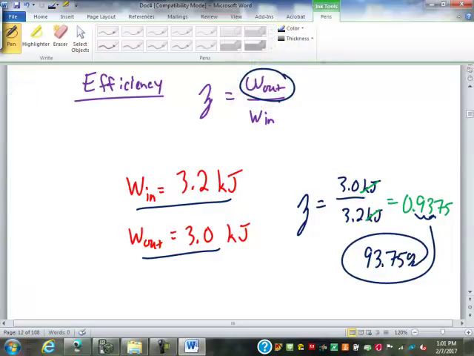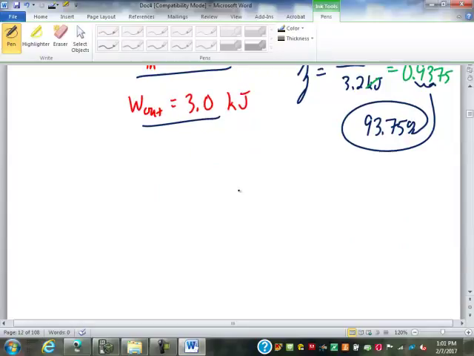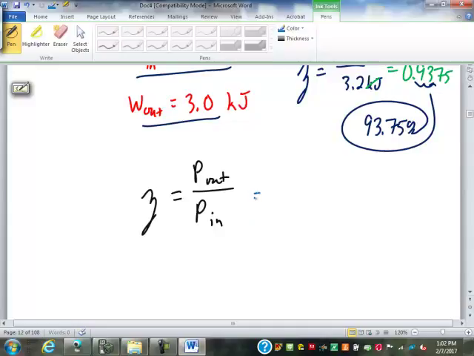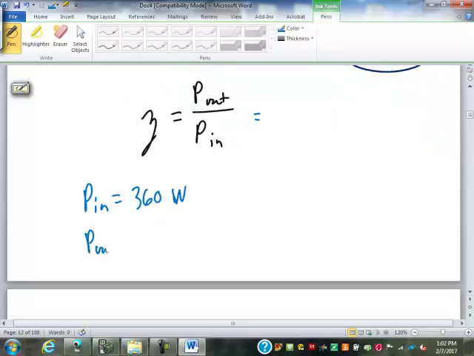Now, a lot of times, rather than measuring the actual work, we're not used to measuring electrical power in joules. What we measure is the power. So when we're dealing with electricity, the efficiency is often the power output compared to the power input. So let's say that you have a device that has an input power, 360 watts, and an output power, 300 watts.